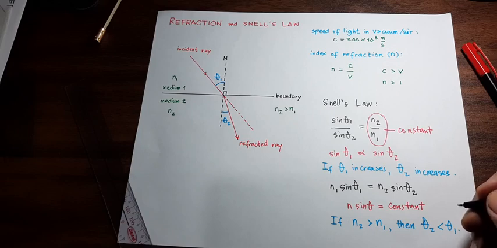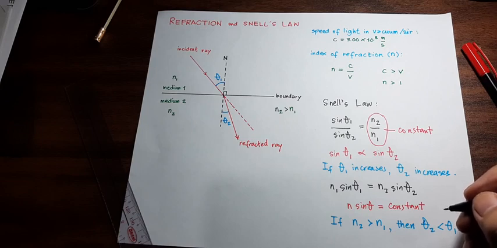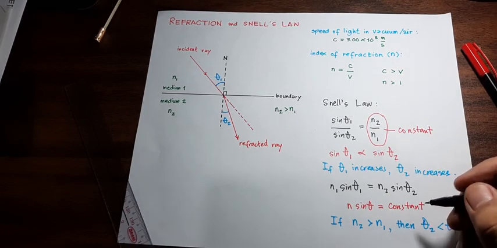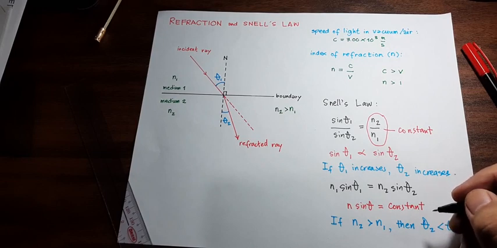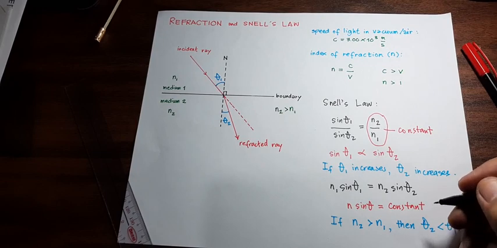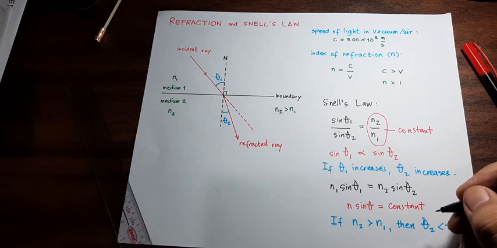As a trivia, the index of refraction of different materials varies, of course, and for transparent materials, the one with the highest index of refraction for visible light is diamond, with an index of refraction of 2.42.